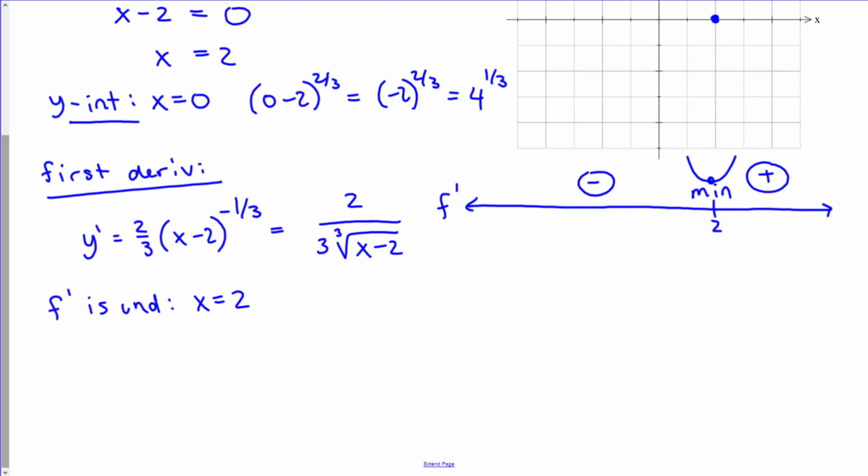But one thing to pay attention to is that this isn't a normal minimum. It is a minimum where your first derivative is undefined. So it's not going to have this smooth shape to it. It's going to be a sharp corner, right?